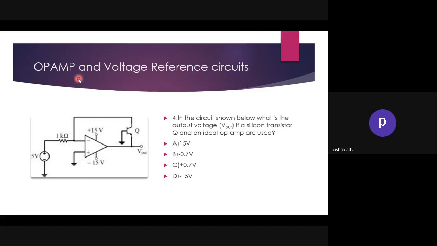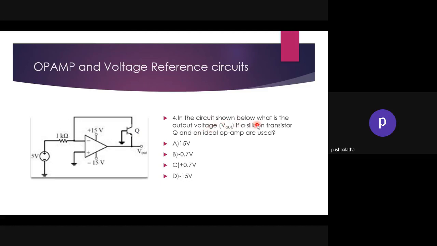And we will take a question based on an op-amp and voltage reference circuit. See, voltage reference circuits are nothing but using a transistor and a Zener diode. It is a kind of voltage regulator circuit. Now, we'll see what is the question they have asked.